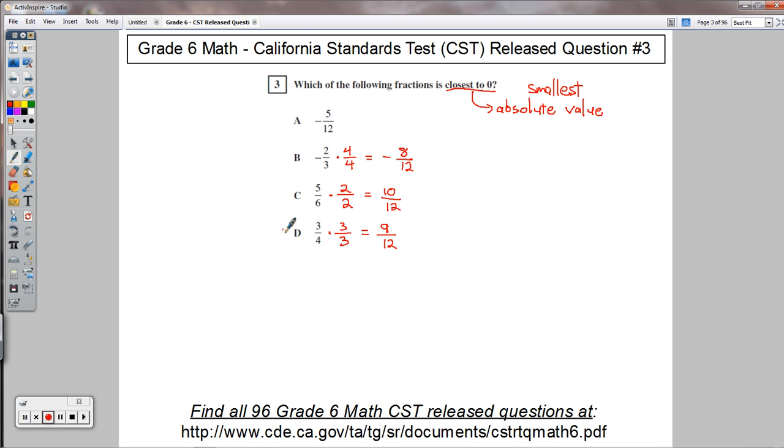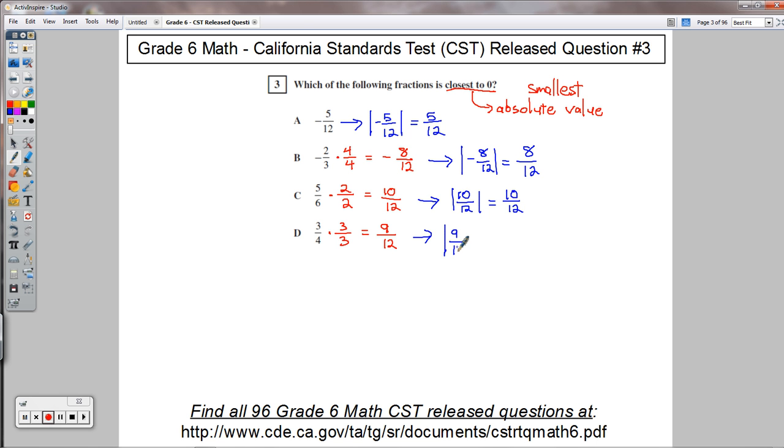Now if we're taking the absolute value of all these things, absolute value of negative 8 over 12 would be positive 8 over 12. The absolute value of negative 5 over 12 would be positive 5 over 12. And then these ones are already positive, so if we take the absolute value, they'll stay positive. This is 10 over 12 still, and this one is still 9 over 12.